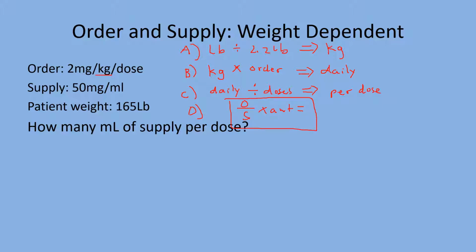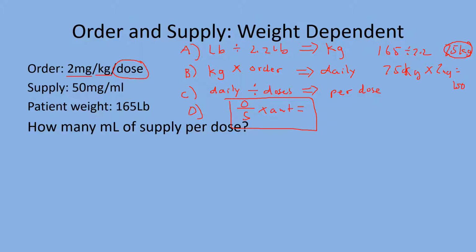So let's do this problem. You guys took 165 pounds divided by 2.2. What was your answer? 2.2. Yep, 75 kgs. All right. Once you get the kgs, you're going to multiply by the order. So what is the order? Yeah, 2. So you're only going to get 150. That's it. So for this one, it's only one dose.